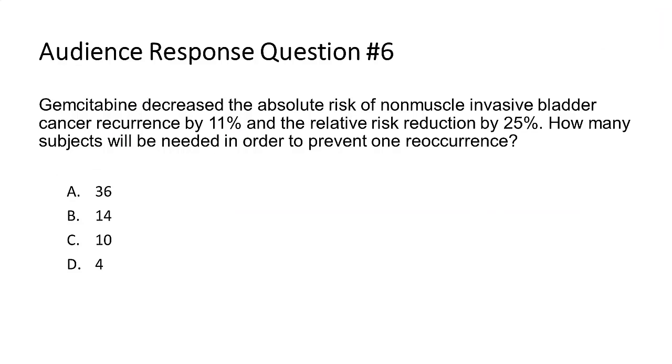All right, let's have some more practice. Gemcitabine decreased the absolute risk of non-muscle invasive bladder cancer recurrence by 11% and the relative risk reduction by 25%. How many subjects will be needed in order to prevent one reoccurrence? A, 36, B, 14, C, 10, or D, 4?